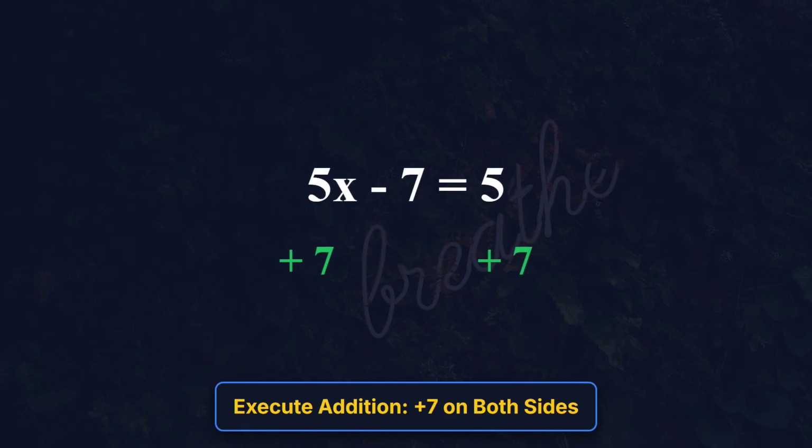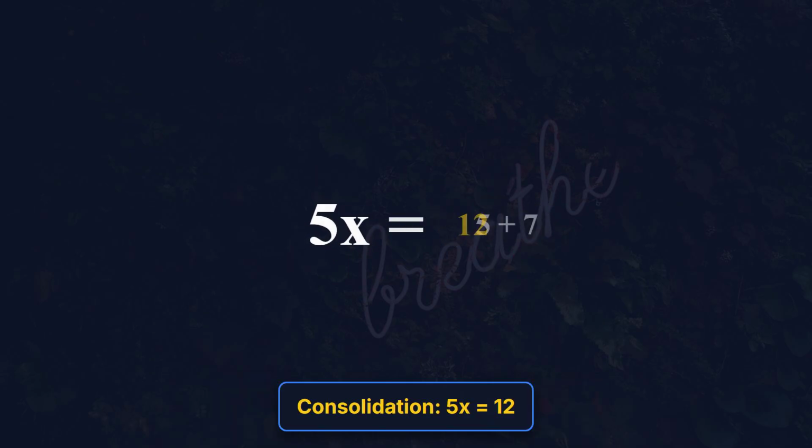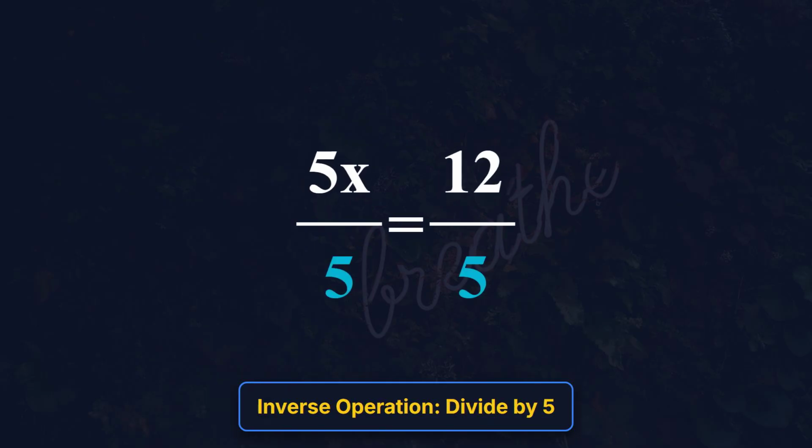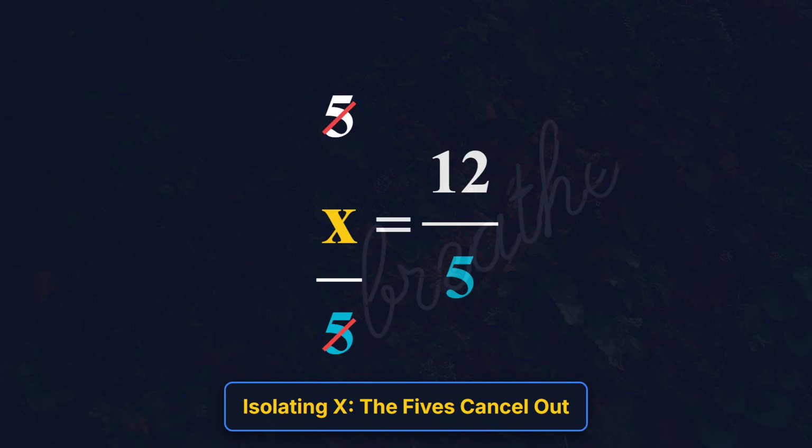The mathematical opposite of subtracting 7 is adding 7. Let's introduce a plus 7 addition to both sides of our level scale. On the left, minus 7 and plus 7 cancel out to 0. On the right, 5 plus 7 adds up to exactly 12. Our line reads, 5x equals 12. To break the final multiplication bond holding the 5 and the x together, we divide both sides by 5. The 5's on the left side cross out, leaving our variable x completely isolated at last.